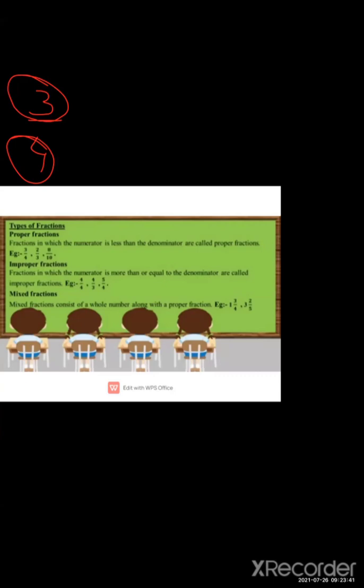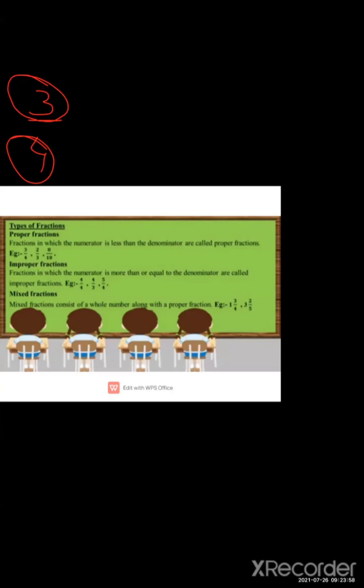And what is the improper fraction? Improper fraction means a fraction in which the numerator is more than or equal to the denominator. In an improper fraction, the numerator will be greater than the denominator or equal to it.